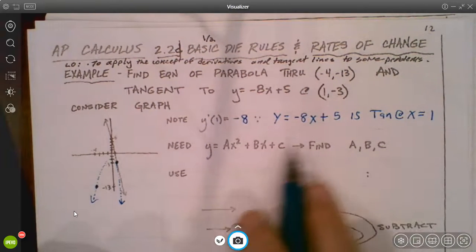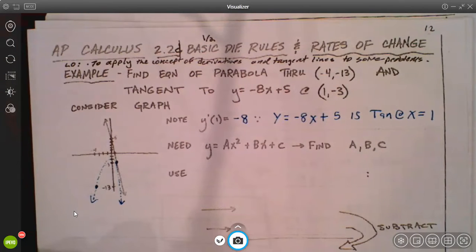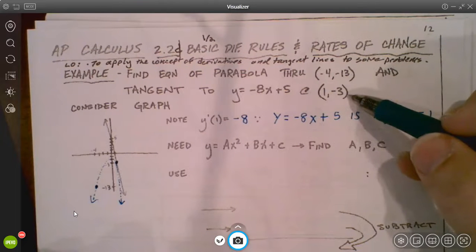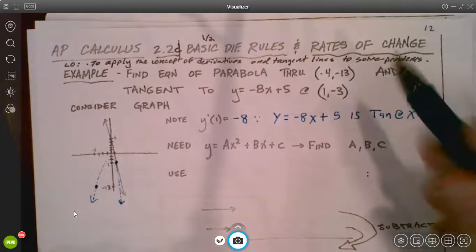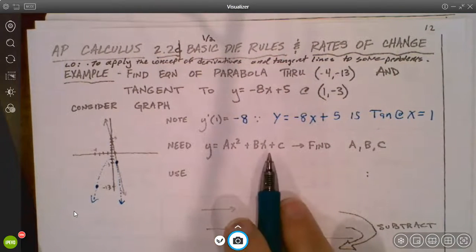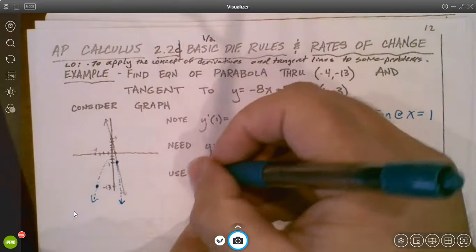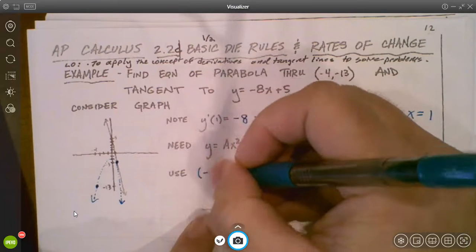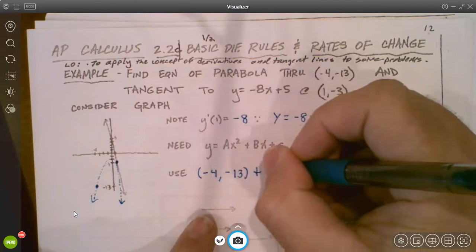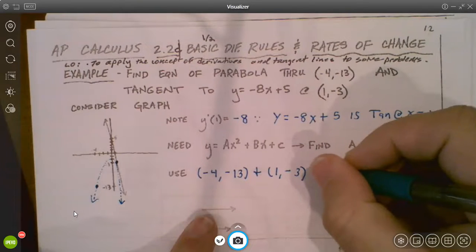Okay, now that we got that, let's jump down to looking for this stuff right here. Let's come up with a couple equations that we can start with. We do know 2 points that are both on the parabola that we're looking for, so we're just going to start with those. I'm going to sub in my -4 for x and my -13 for y into our formula right here. So we're going to use our -4, -13, and our 1, -3, since those guys are on the curve.